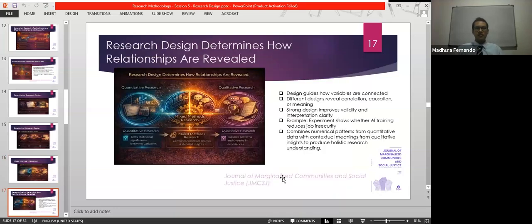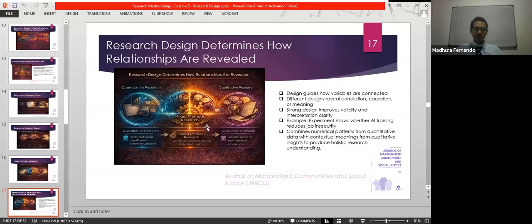Research design determines how relationships are revealed. Quantitative research tests statistical significance between variables. You can use statistical methods to find the relationships, whether the relationships are significant, and you can use statistical models to validate the relationships.